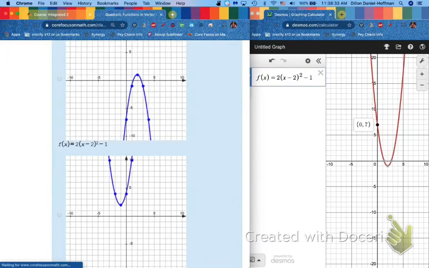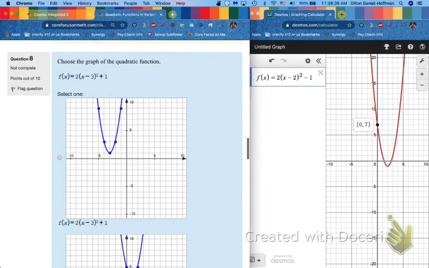I think I'm batting like 27 of 27. I've not missed any of these over these assignments.